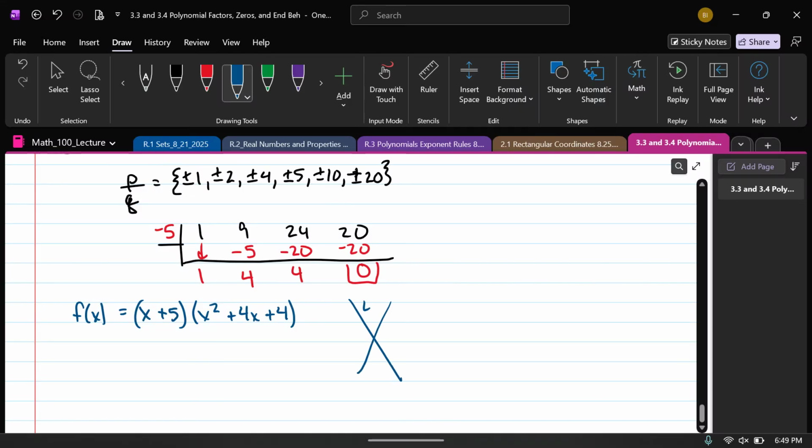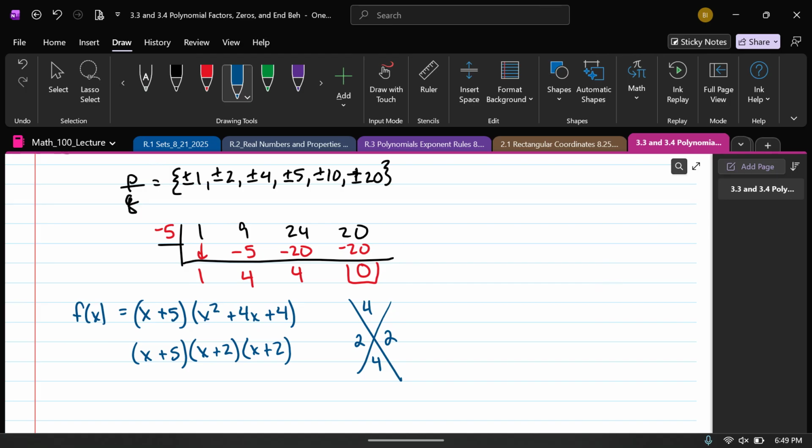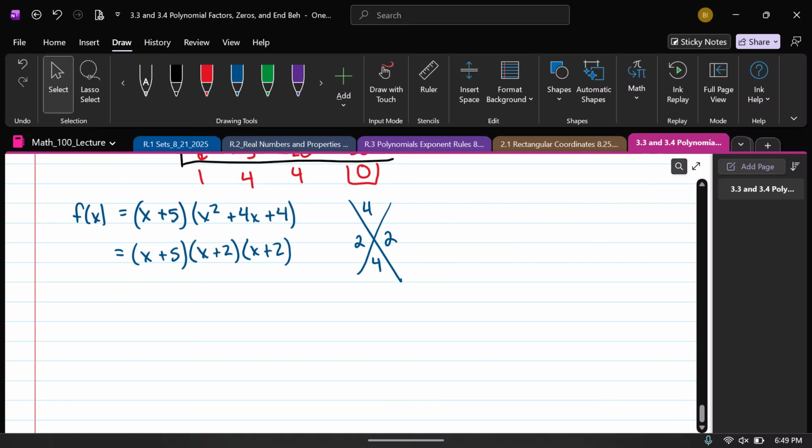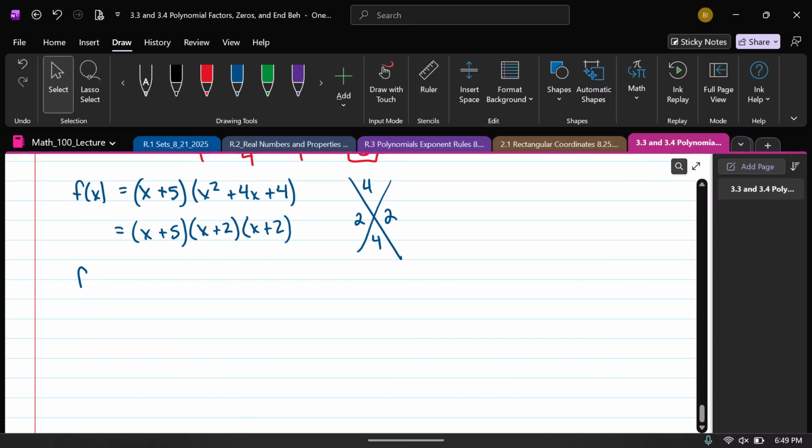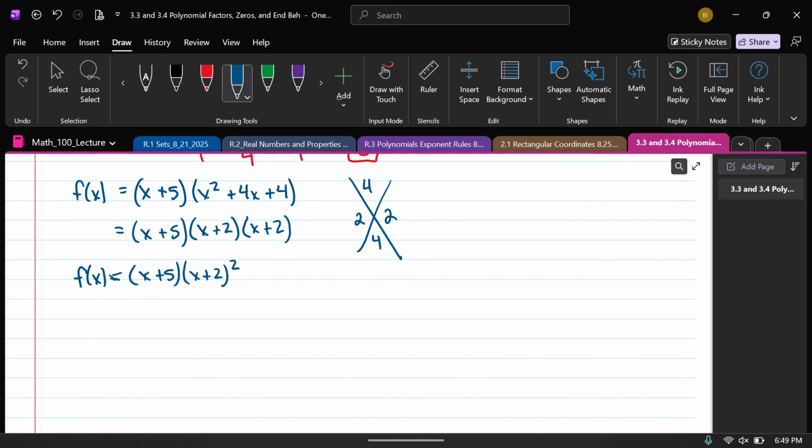So what multiplies to be 4 and adds to be 4? The same number twice. Ooh. So that's going to be x plus 2 and x plus 2. All right. So what that's created is a repeated factor. So the factored form on this can be rewritten as f of x equals x plus 5 and then x plus 2 squared.